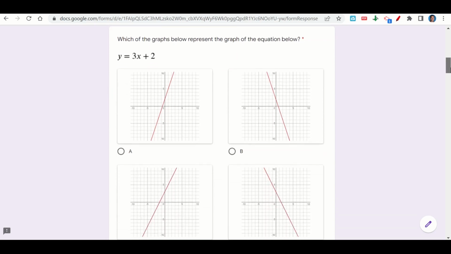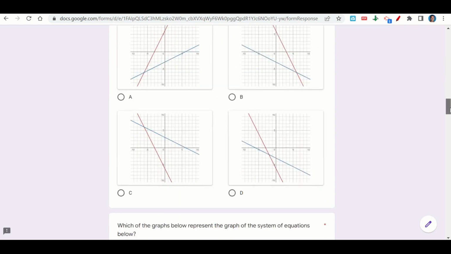Now the next one says, which of the following graphs represents the equation below? Well, it says y equals 3x plus 2. Well, I know that because the slope is positive, it's got to go up. So it can't be either of these two. It's got to be this one or this one. And it has a y-intercept of 2. Well, this one has a y-intercept of 2. This one has a y-intercept of 3. So that one's out, so it's got to be this one.